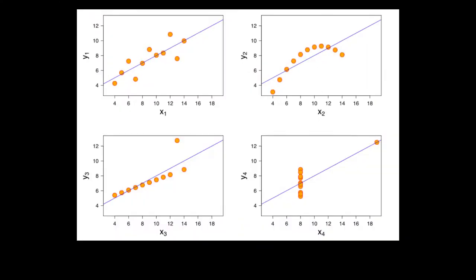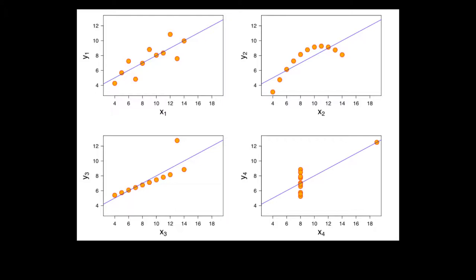Take a look at these four different scatter plots. See that blue line? That is the linear relationship, or the correlation coefficient, that we would find for each one of these four different scatter plots. Notice that the blue line is exactly the same, meaning the correlation coefficient would be exactly the same. Yet, by simply looking at these four different scatter plots, we can clearly tell that the relationship between the x and the y variable is entirely different between them.